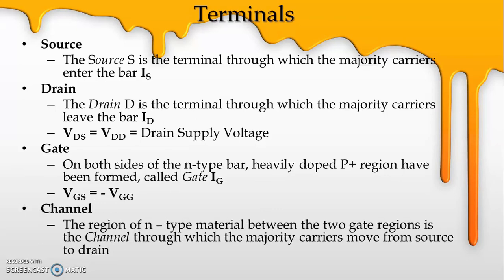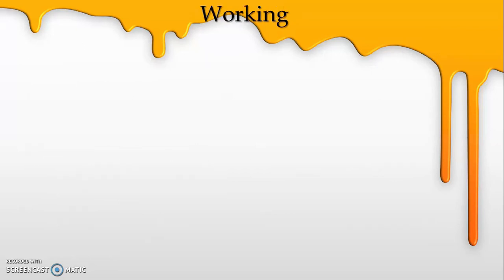Channel. The region of N-type material between the two gate regions is the channel through which the majority carriers move from source to drain. In N channel it is electrons. Now let us see the working.